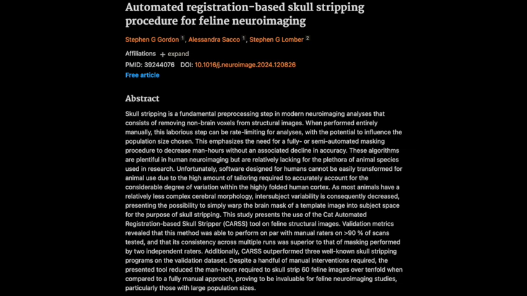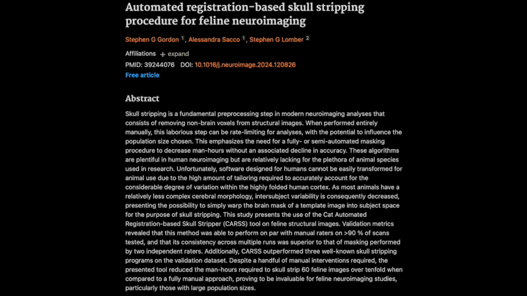Exactly. And remember, this study wasn't just about proving that CARS could strip skulls. It was about thoroughly validating its accuracy and consistency compared to established methods, and seeing if it could live up to its full potential. Rigor is key. Okay, so tell me, how did CARS actually perform? Did it live up to the hype?